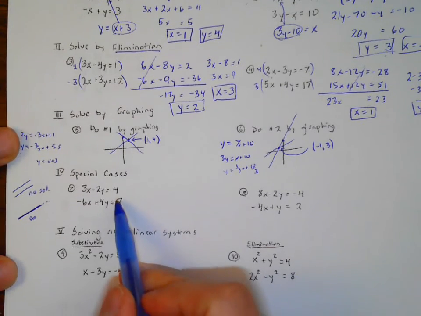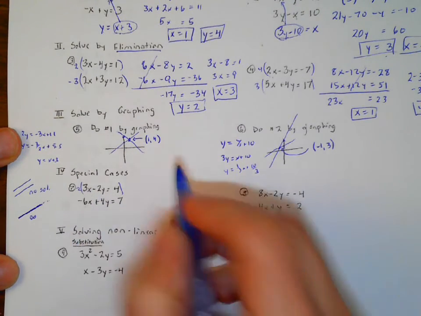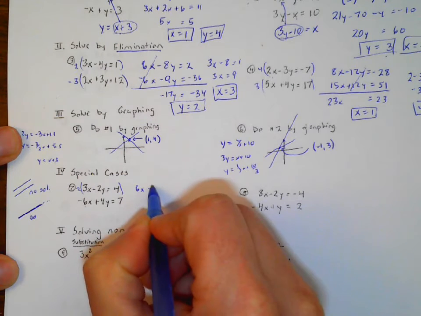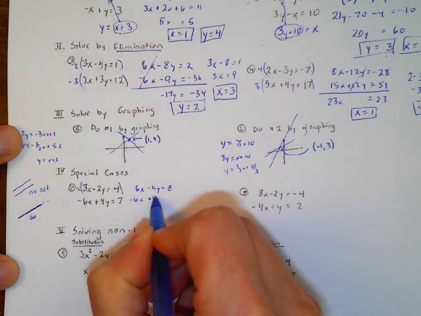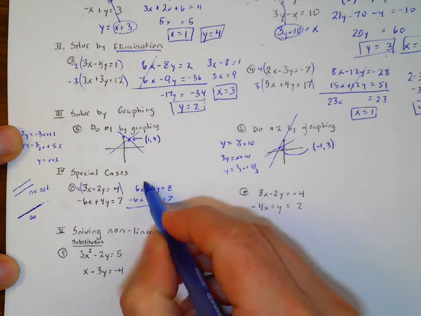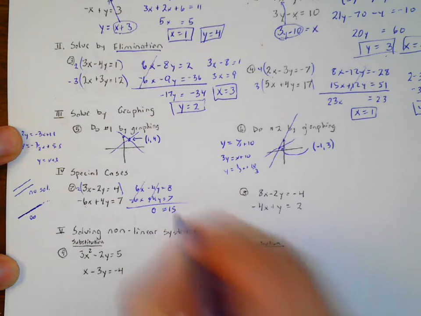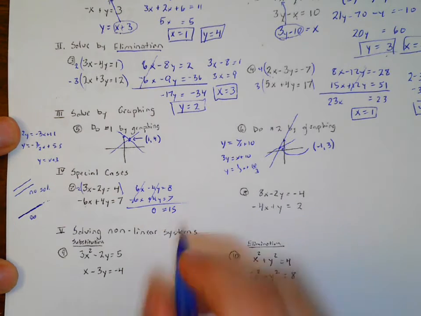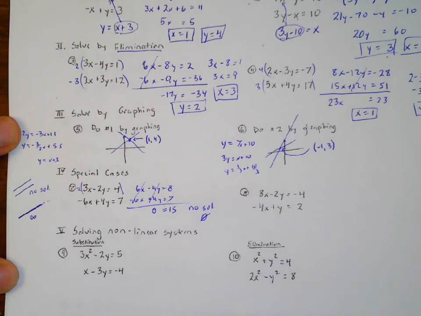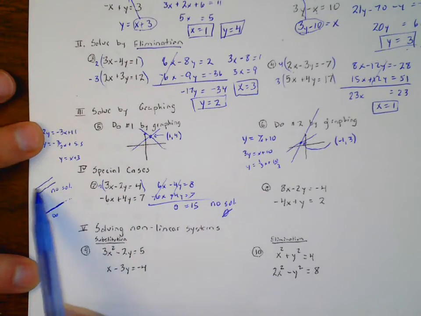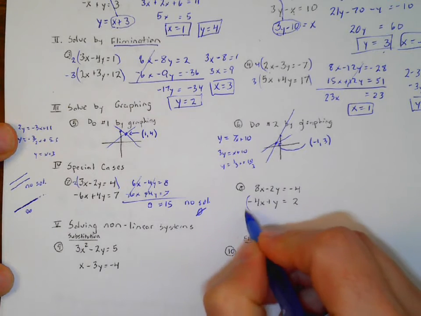So let's use elimination. Okay, so I'm going to multiply here by 2 to get 6 and negative 6. This would be 6x minus 4y is equal to 8. Negative 6x plus 4y is equal to 7. Okay, now notice that both the x's and the y's cancel, so I have 0 on this side is equal to 15, and 0 does not equal 15. Therefore, there is no solution to this problem. What you would have if you would graph both of these is two parallel lines.